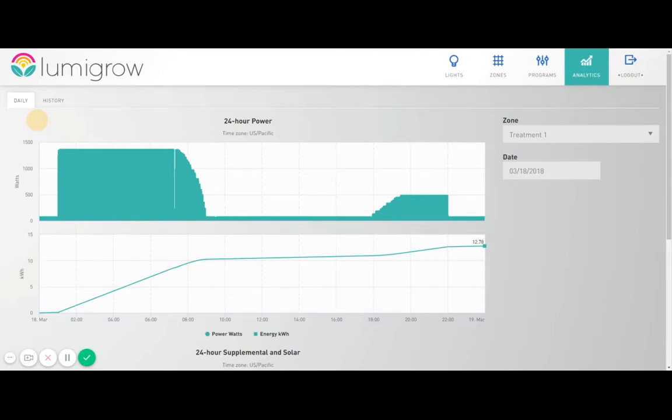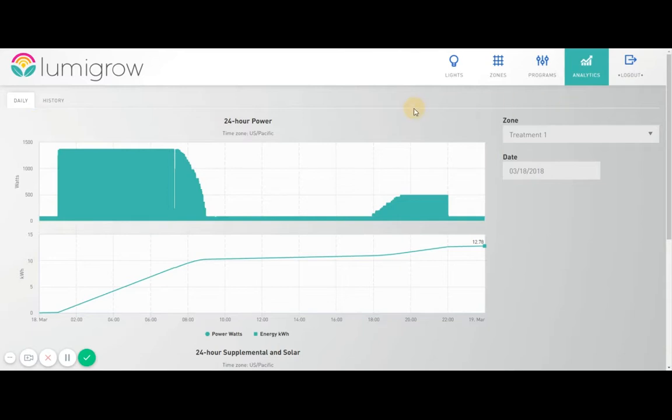The data that you see populated here will depend on the LumiGrow solution that you've deployed. All users will see power usage and supplemental lighting statistics. Growers who have purchased LumiGrow's smartPAR light sensor modules to automate for ideal year-round lighting conditions will also see solar light levels included on their graphs.